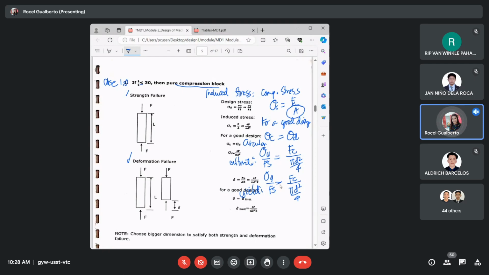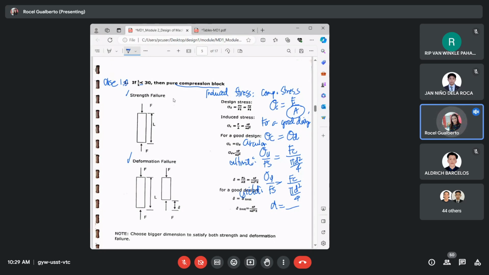Okay? So, galing po dyan sa equations na yan, you can solve for a dimension or say a diameter. Okay? Yan po yung sa strength failure natin. Okay? So, parehas lang po yan noong sa tension. Ano lang po yung pinagkaiba niya? Instead of using a tensile load, edi compressive load po ang nandito. Okay? But then, basically, the procedure would be the same.